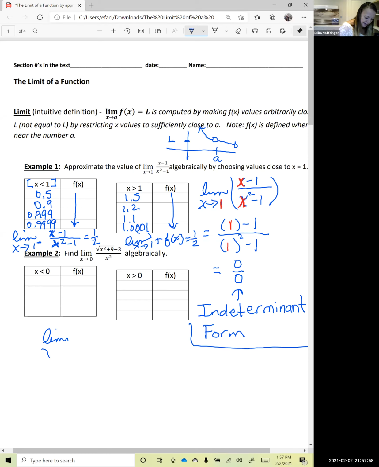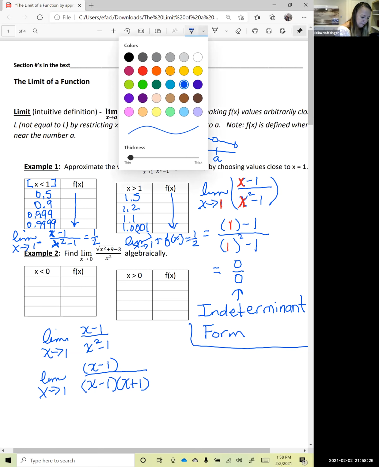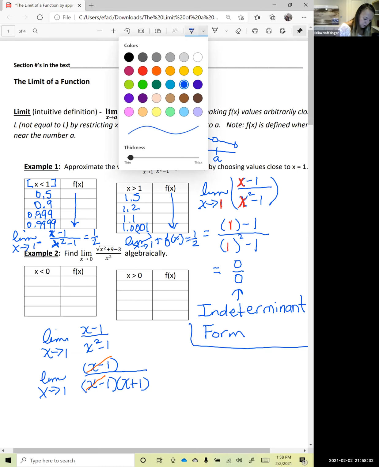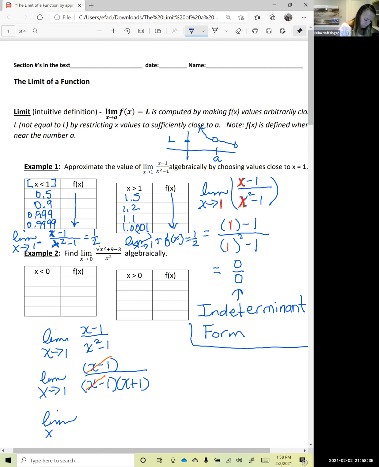So we could have set the limit as x is approaching 1 of x minus 1 all over x squared minus 1. We can rewrite that. The limit as x is approaching 1 of x minus 1 all over difference of squares. So let's just factor that. So x minus 1, x plus 1. Notice you have common factors in the numerator and denominator that can cancel. And so if we canceled here, we would be left with a limit as x is approaching 1 of 1 over x plus 1.